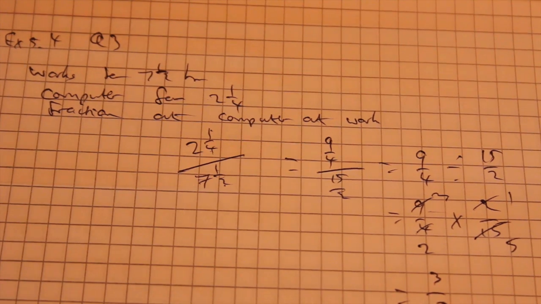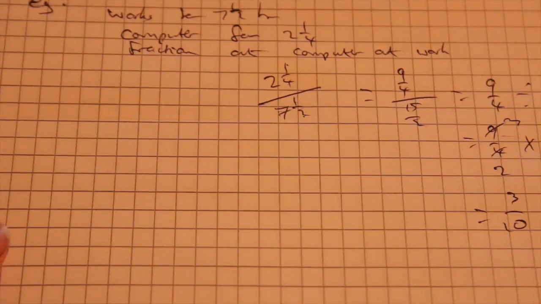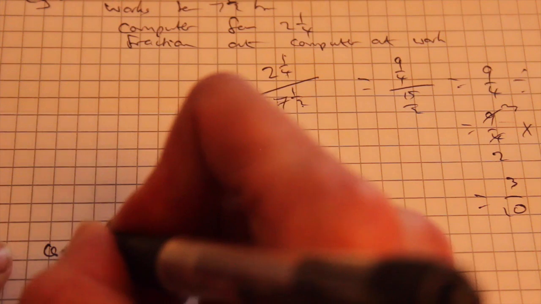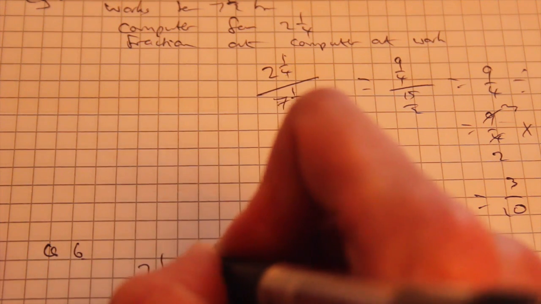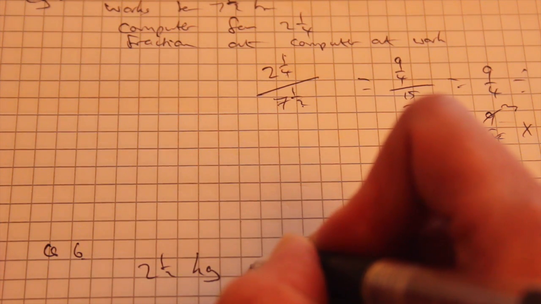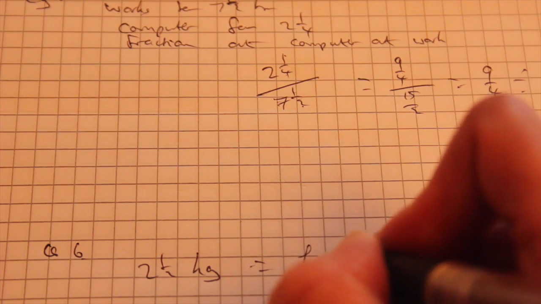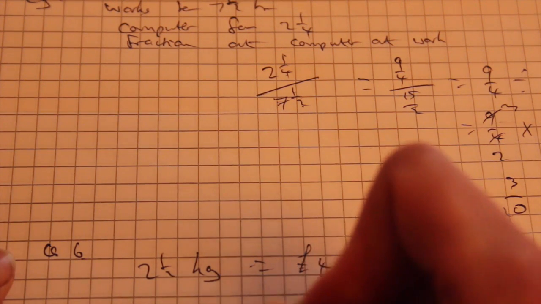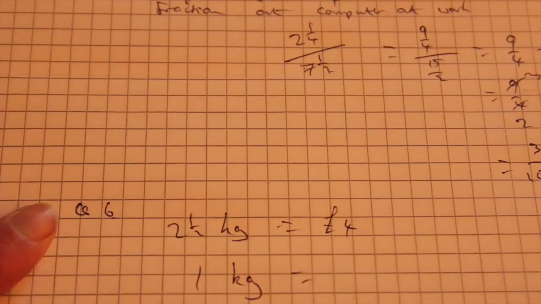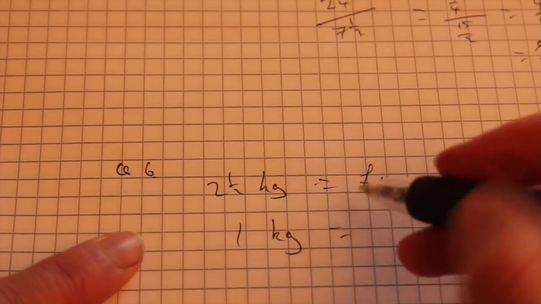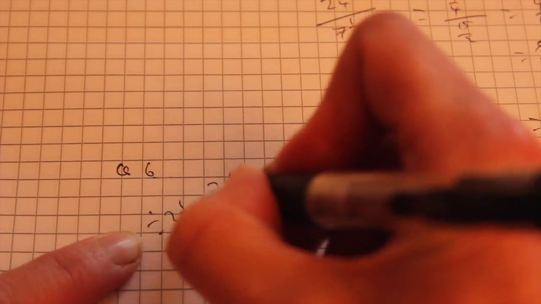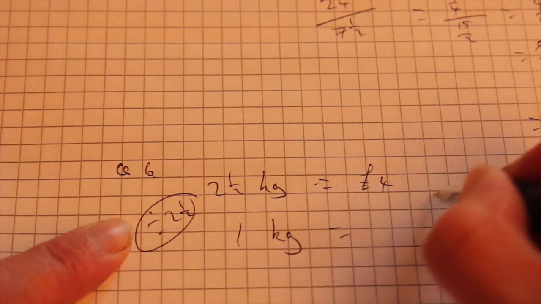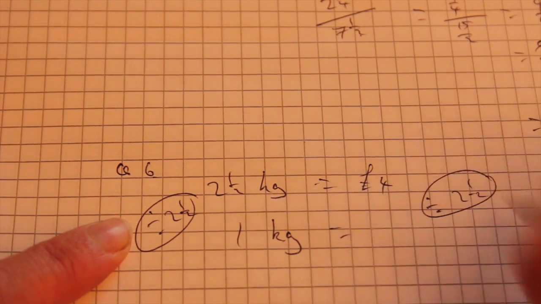I'm going to just do one more exercise there. It's caught my eye. It's question 6. It says 2.5 kilos of vegetables cost £4. What is the cost per kilo? So I want to work out what 1 kilo is. So if you've got 2.5 kilos and you want 1 kilo, if you divide by 2.5, you'll get 1 kilo. So you've got to divide this side by 2.5.